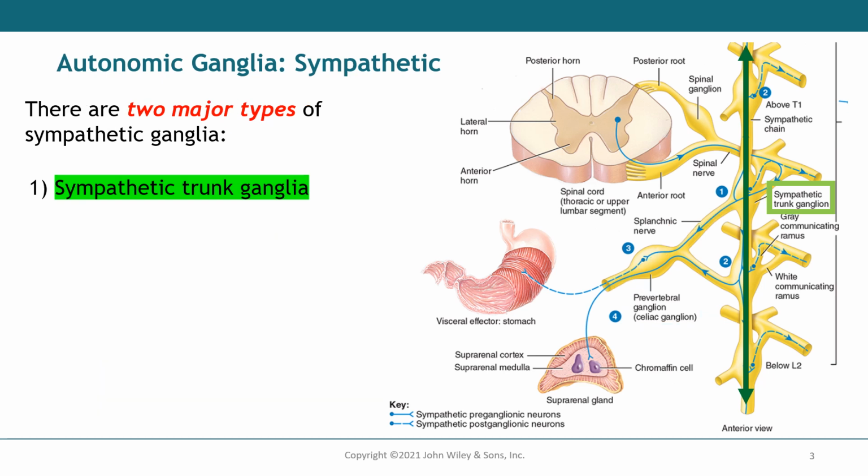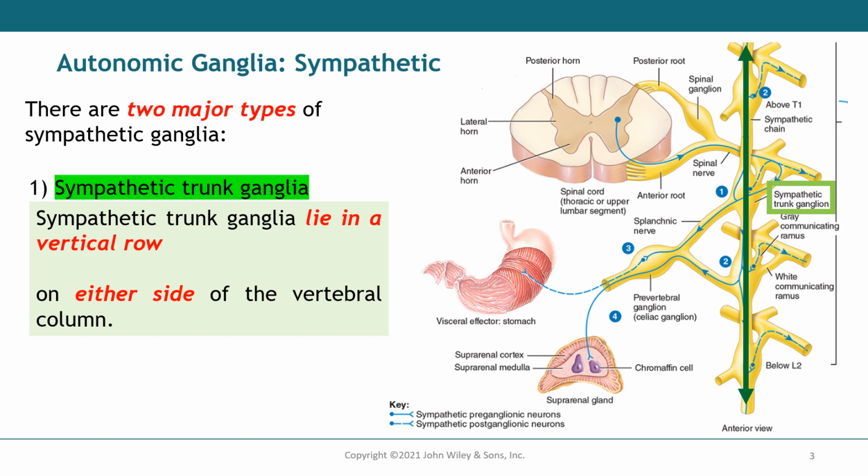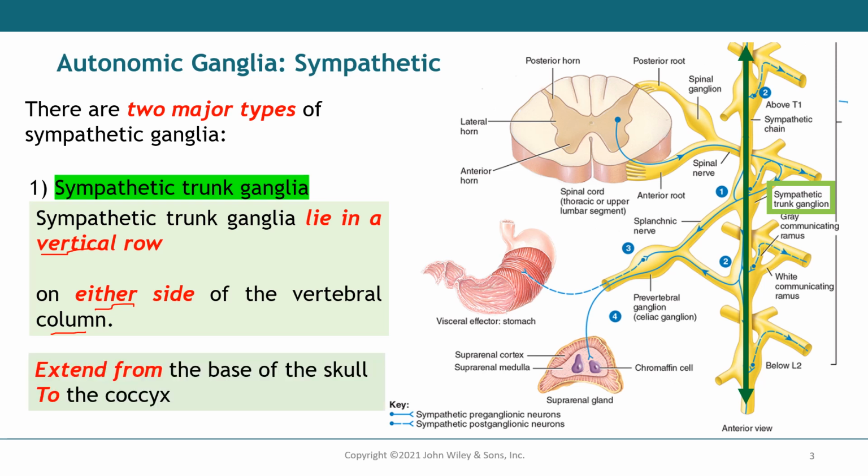I also told you that this sympathetic trunk ganglia lies in a vertical row on either side of the vertebral column. In addition, although it is not clear in this schematic, in the following I will show you that it extends from the skull to the most distal region of the spinal cord, the coccyx.